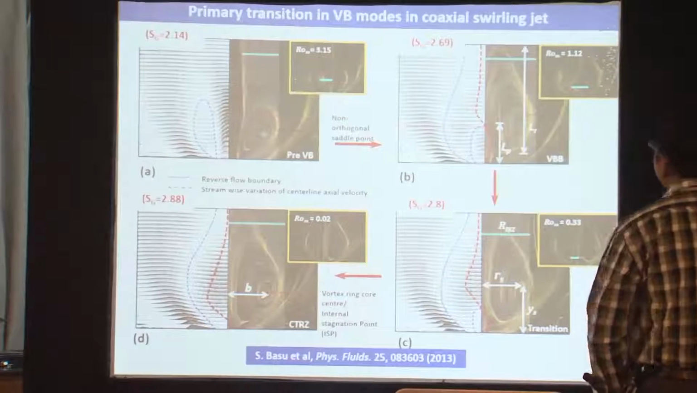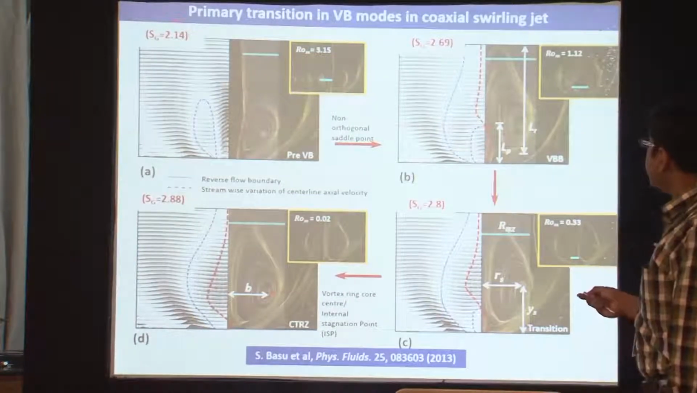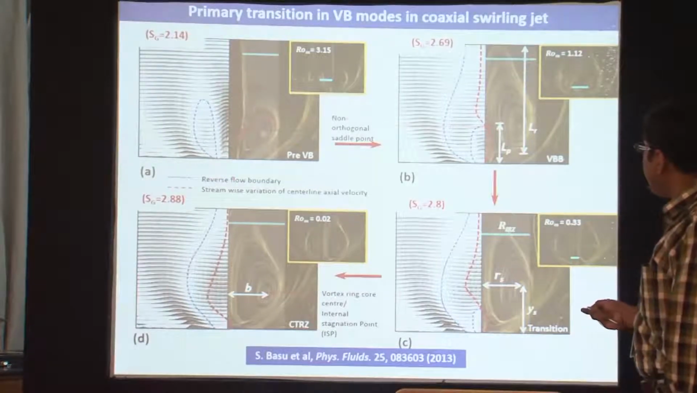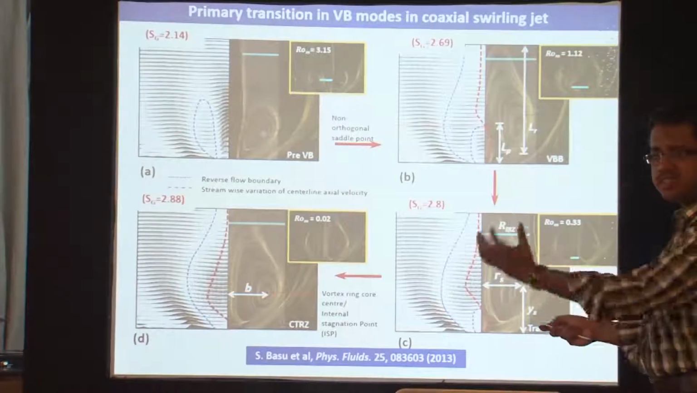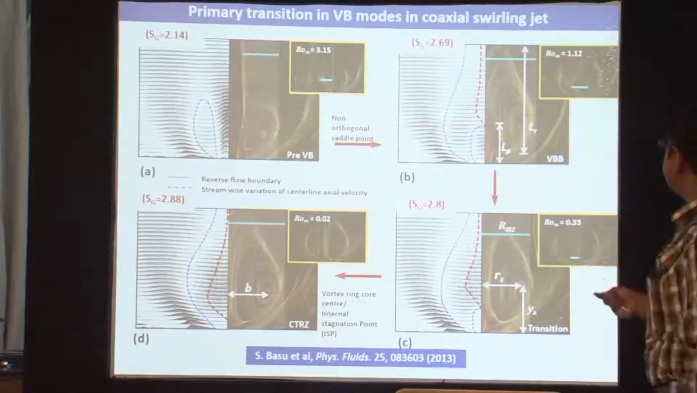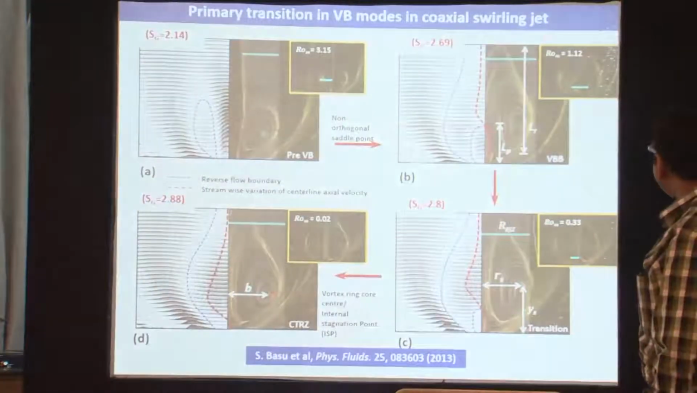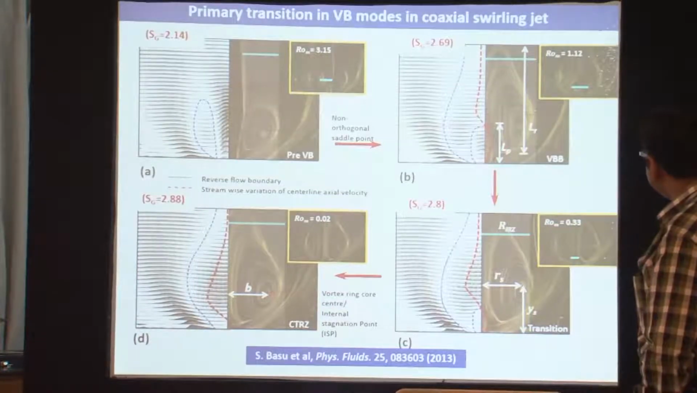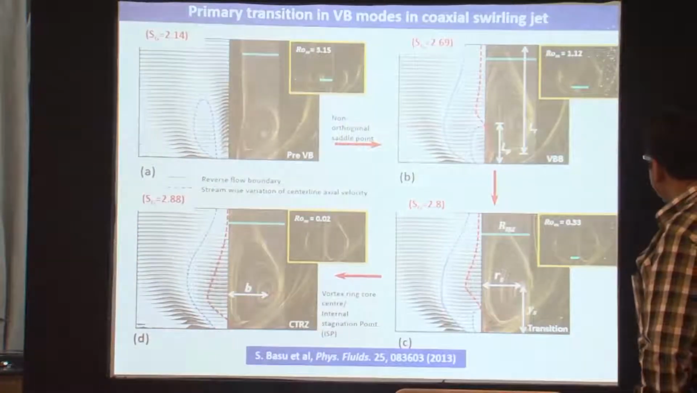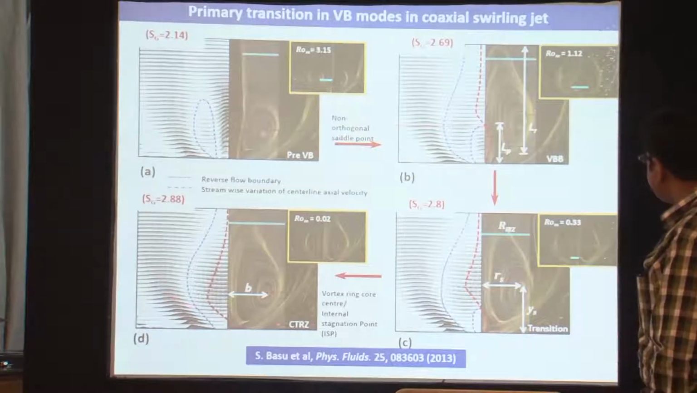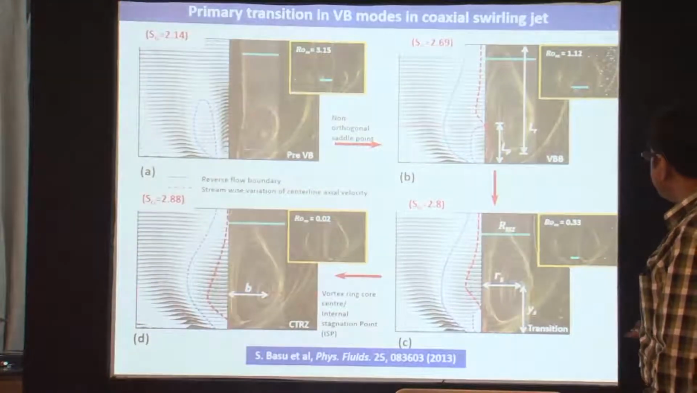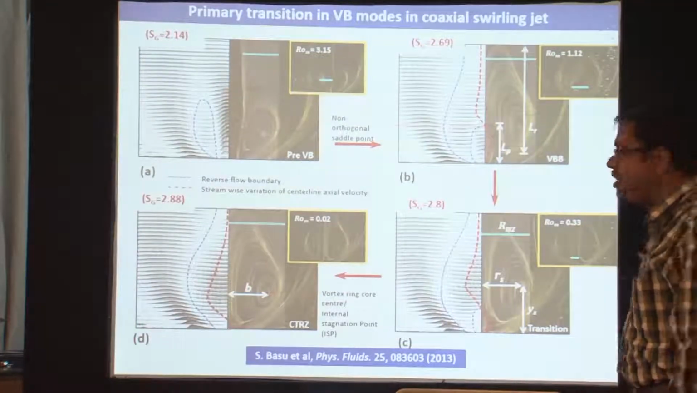What you see in the primary transition modes is that when the Rossby number is about 3.5, you have a central jet and two toroidal vortices on either side. This is like a toroid that surrounds the central jet. As you go to the Rossby number of 1.12, you have a deceleration of the jet. There is a reversal of the flow over here. This particular zone becomes larger. As you go down and finally move to what we call the central toroidal recirculation zone, you have the complete disappearance of the central jet. This is almost Rossby number equal to 0, roughly of the order of 0.